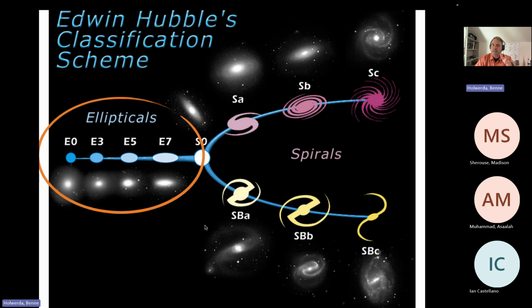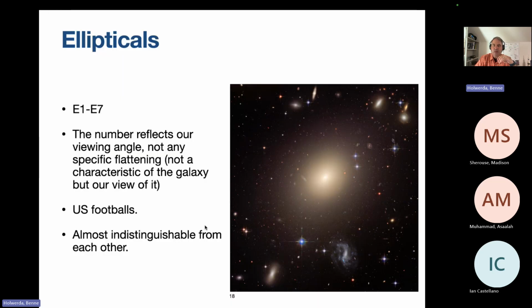Because, hey, what's happening in that case with ellipticals? Does that tell us anything, like what orientation we are? E1 through E7, it's just a viewing angle. I can take that football, and if I just rotate it a little bit, I go from something that's perfectly round to something that's incredibly elliptical. I think of it as a US football. And so they are very hard to distinguish from each other.